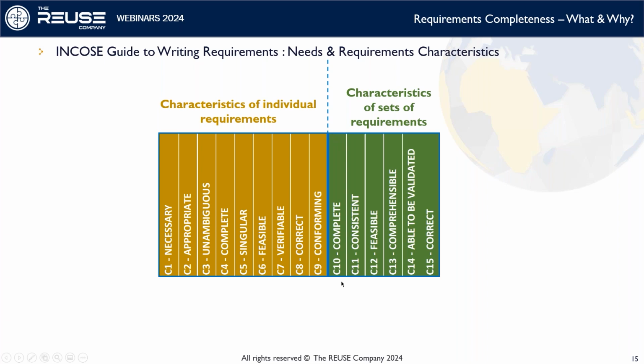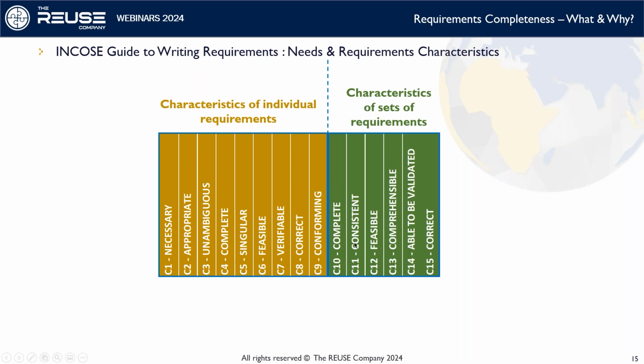So right from this point, we see that we have two different completeness checks. One is at individual level. So is the syntax of the requirement complete? We'll see what this means and how this could be checked in the tool. We also have an example during the demo.